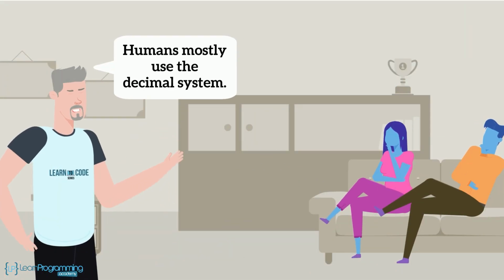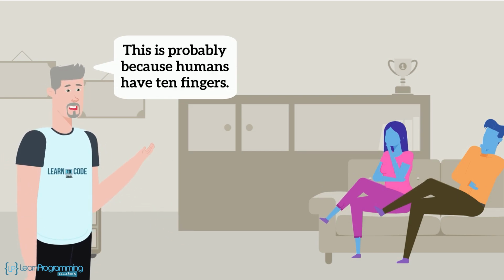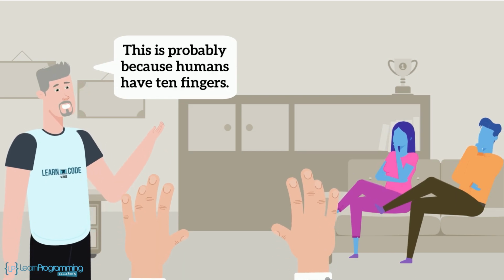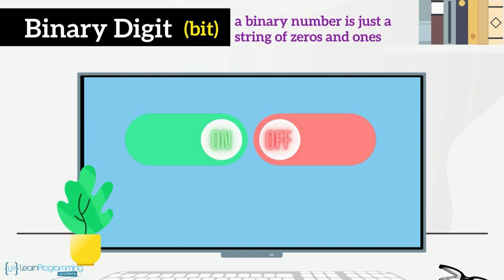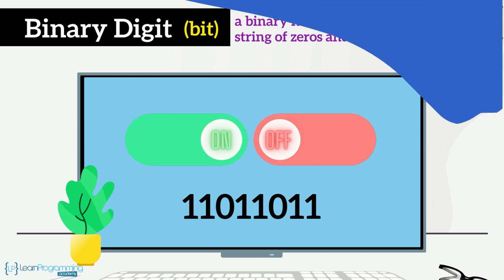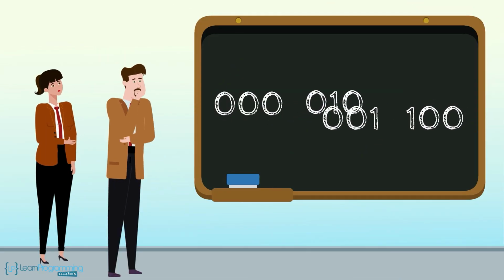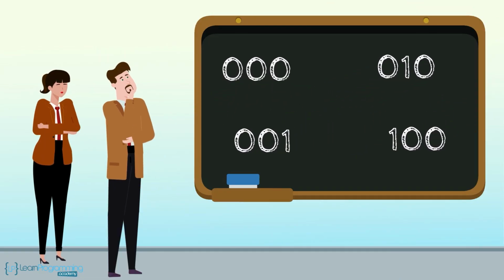Humans mostly use the decimal system. This is probably because humans have 10 fingers, 10 digits. Computers, however, only have on and off, called a binary digit, or bit for short. A binary number is just a string of zeros and ones, 110111011 for example. For convenience, engineers working with computers tend to group bits together.